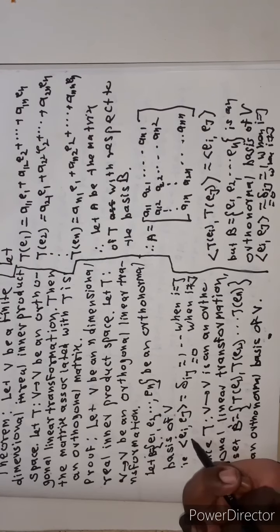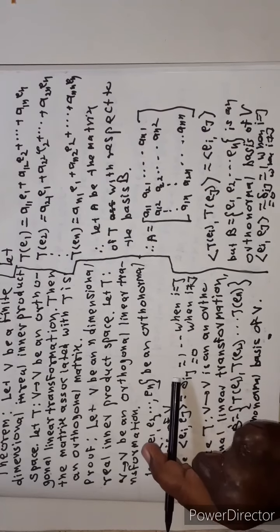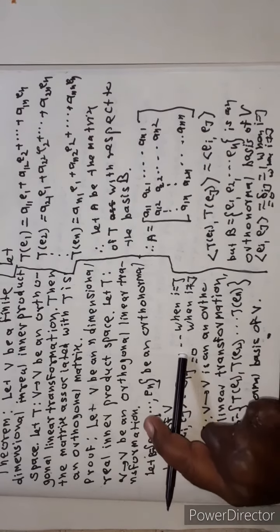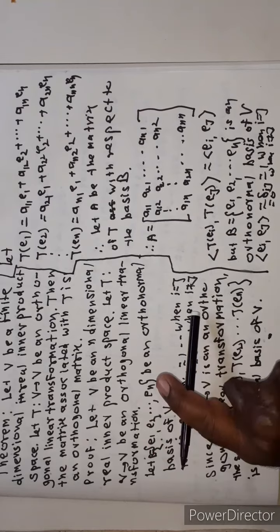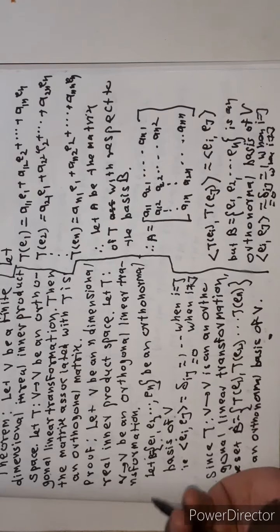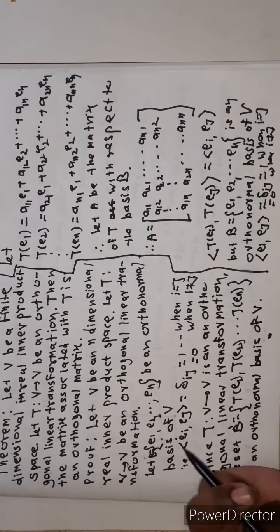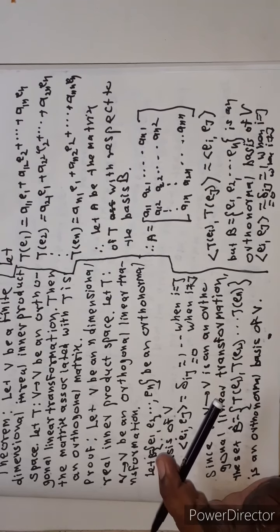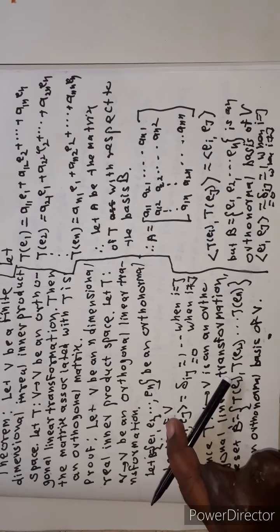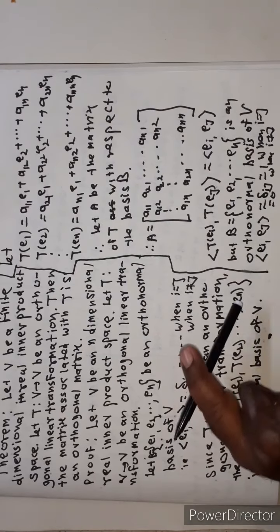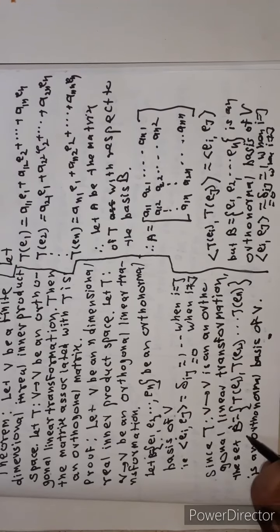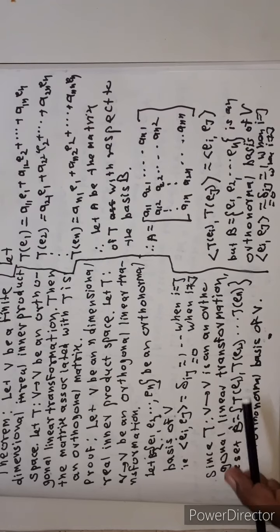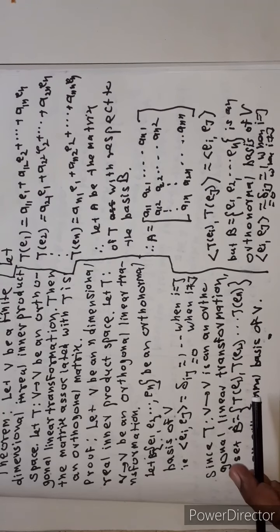That is, the angle bracket Ei, Ej is equal to delta ij, which is equal to 1 when i is equal to j and 0 when i is not equal to j. Now here, since T from V to V is an orthogonal linear transformation, T carries the orthonormal basis to an orthonormal basis. Therefore, the set B dash, T of E1, T of E2, T of En, is an orthonormal basis for V.